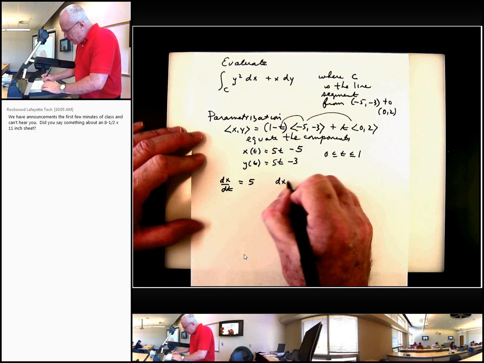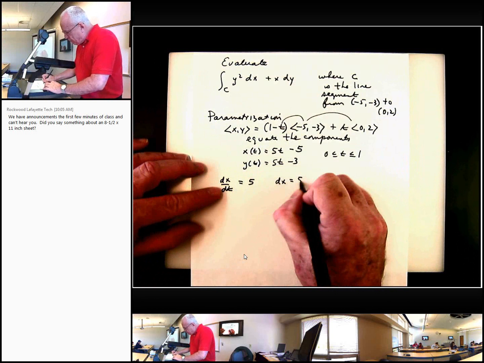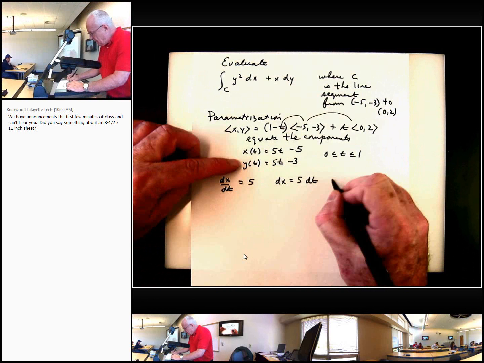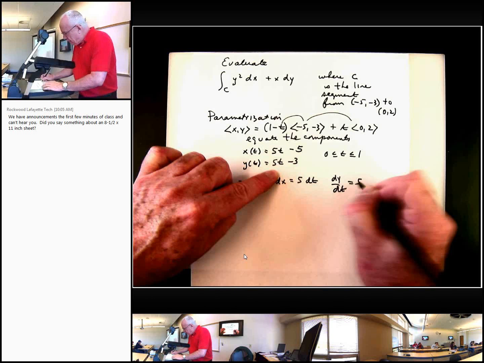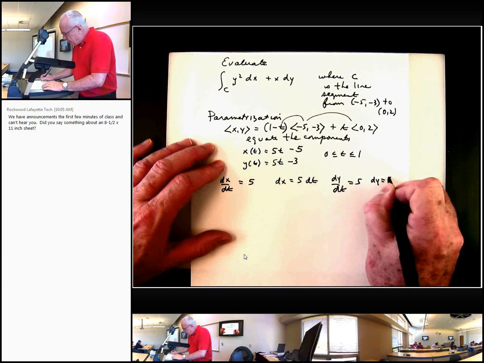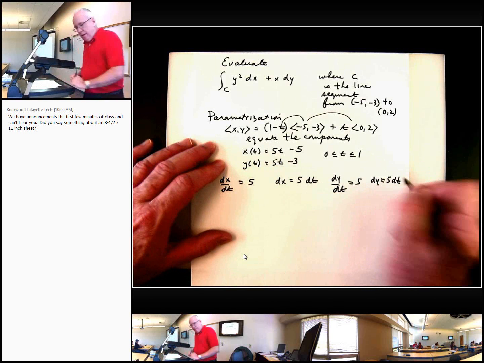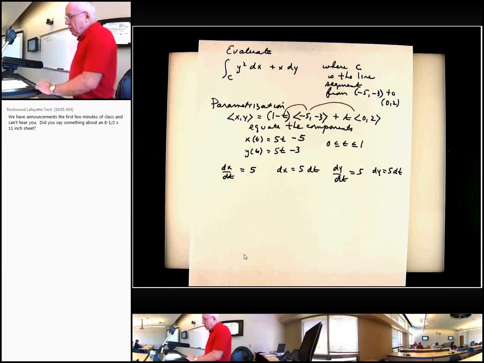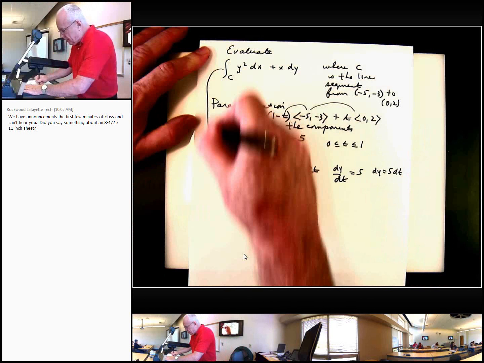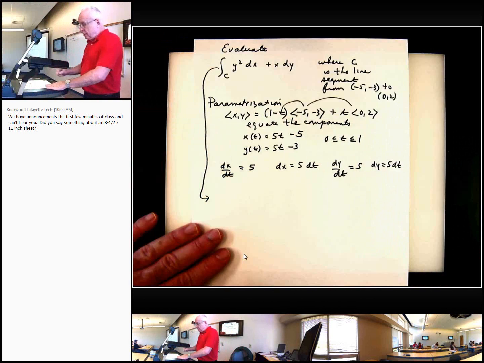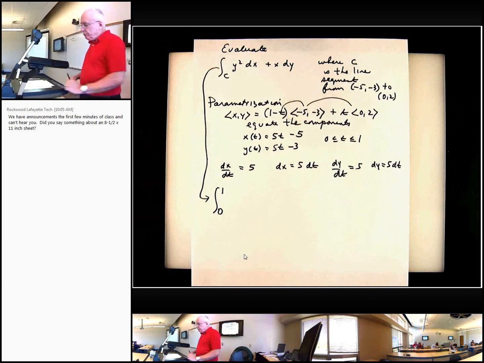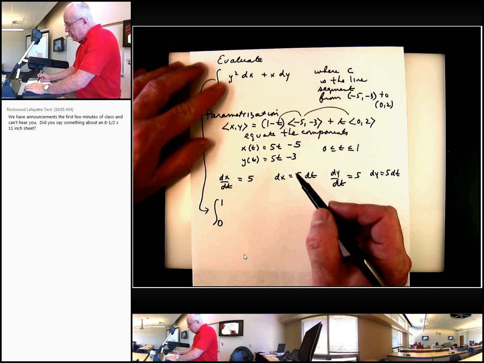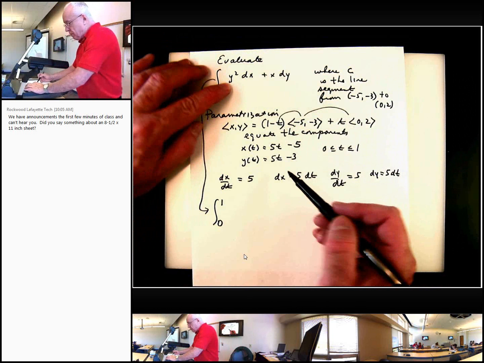So therefore, my dx is going to equal 5 dt. And my dy/dt is also equal to 5, so dy is going to also be replaced by 5 dt. So we're going to go from here then to something we can work with. The limits of our parameterization, 0 to 1. Now, we have to plug our parameterization into our functions.